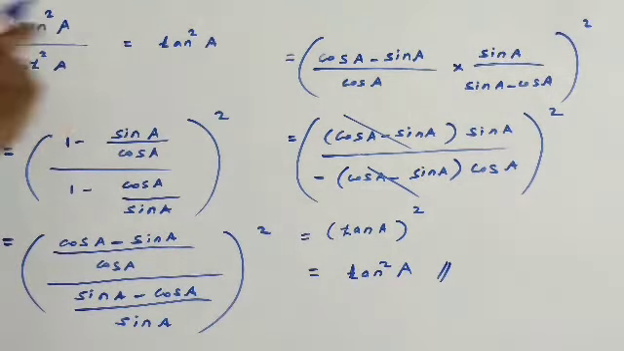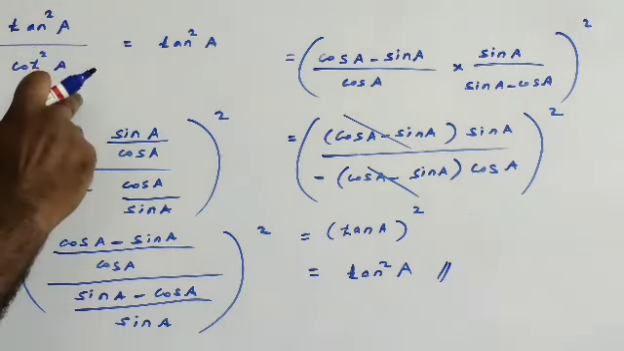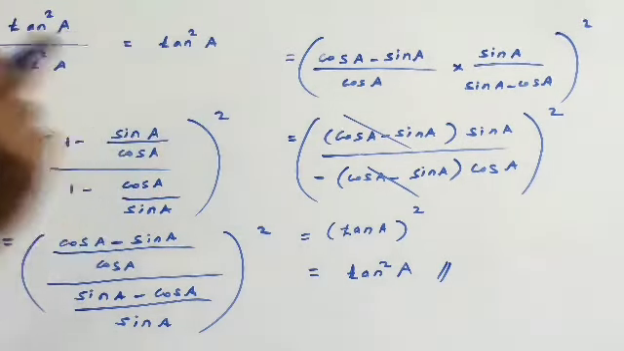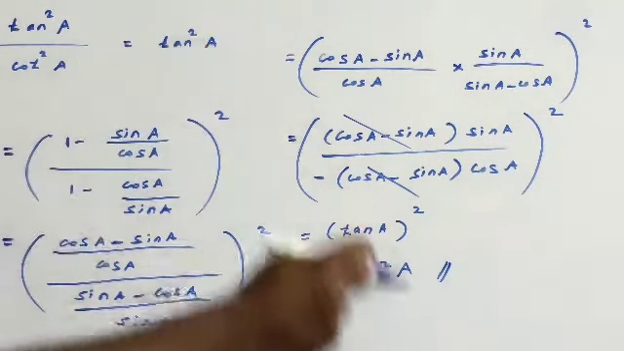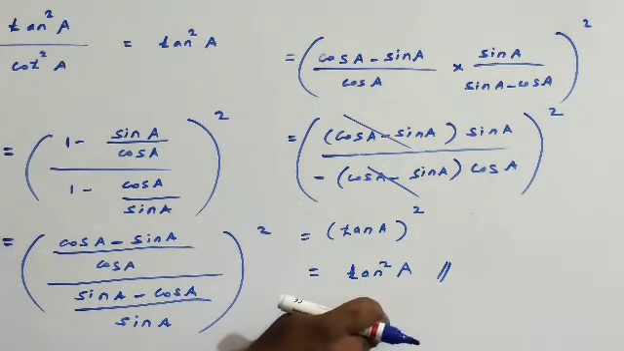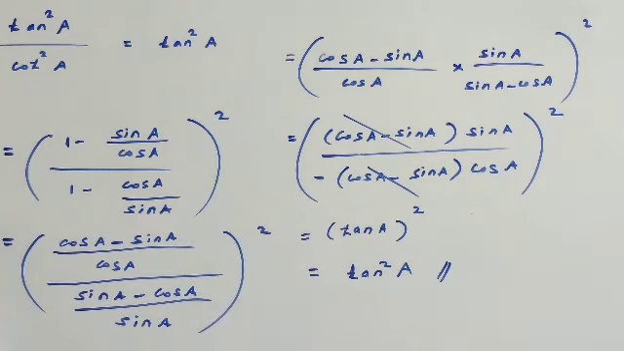In the first, 1 plus tan square A by 1 plus cot square A equal to tan square A. This is the answer of this one. So the answer is proved.